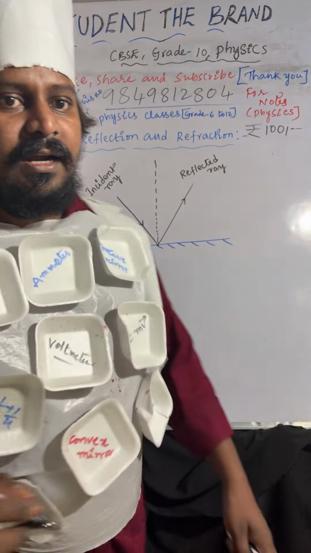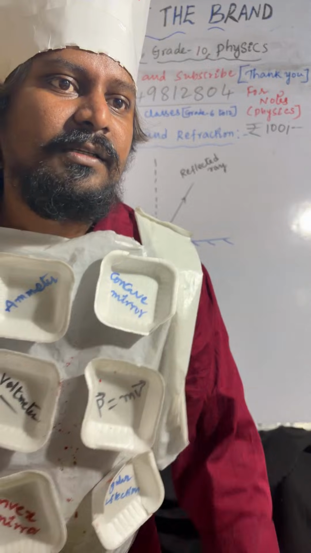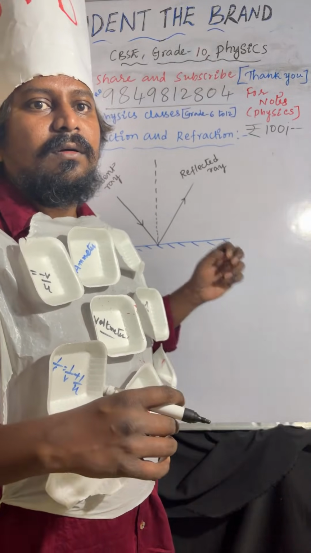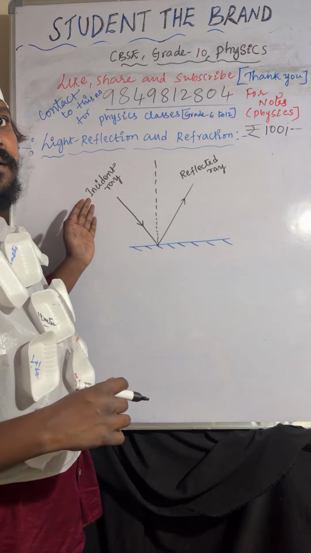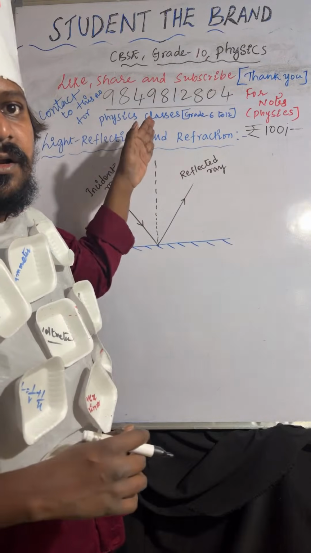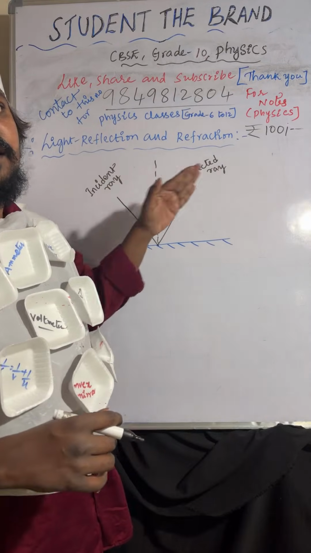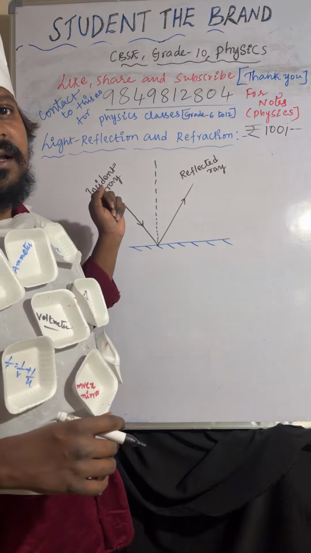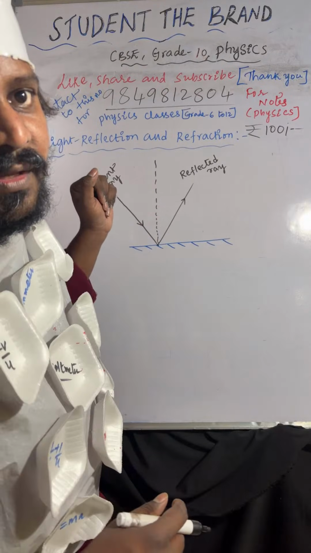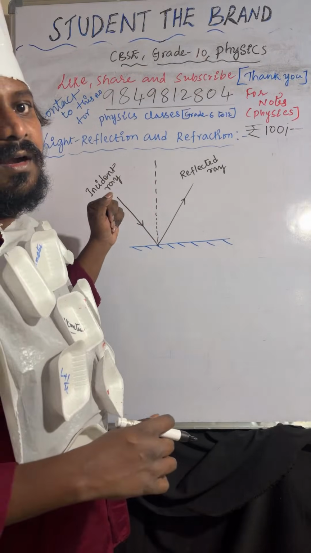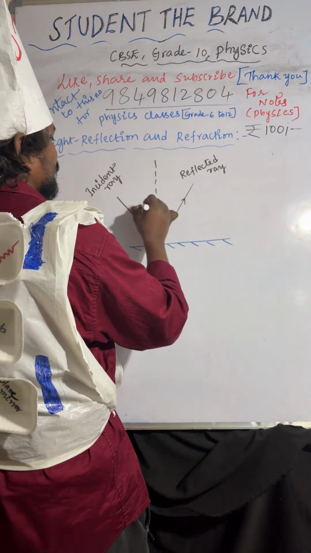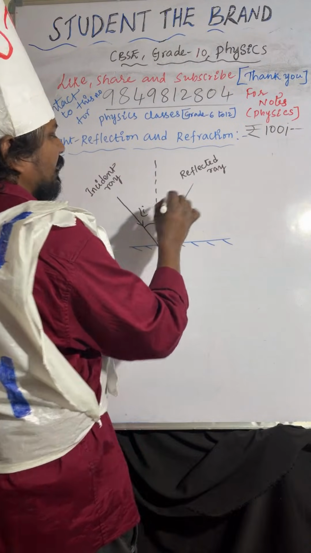So we are drawing it with dotted lines. That is the normal line. Understood? So: incident ray, reflected ray, normal line. The angle between the incident ray and the normal line is called the angle of incidence. The angle between the reflected ray and the normal line is called the angle of reflection.